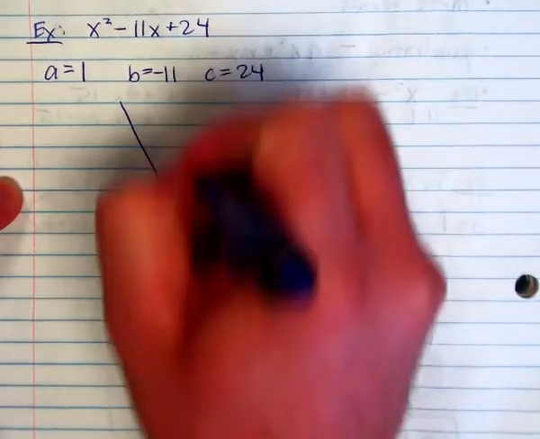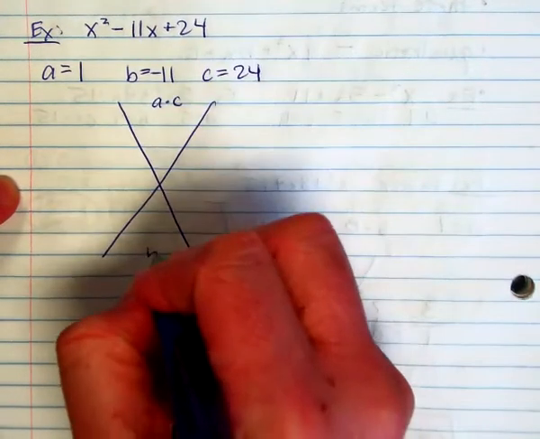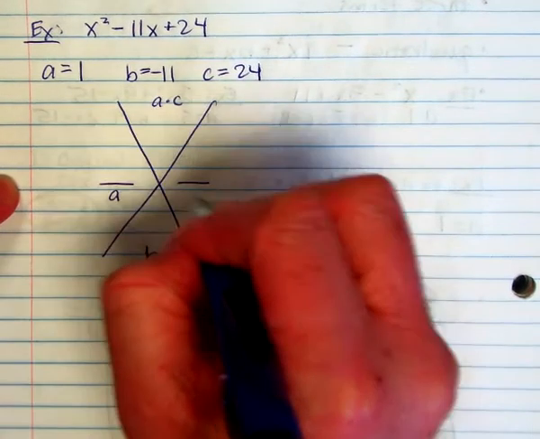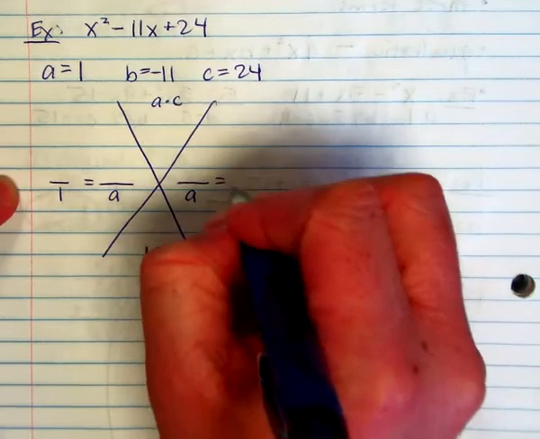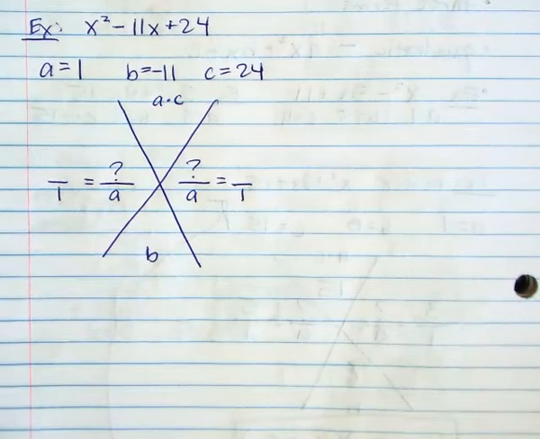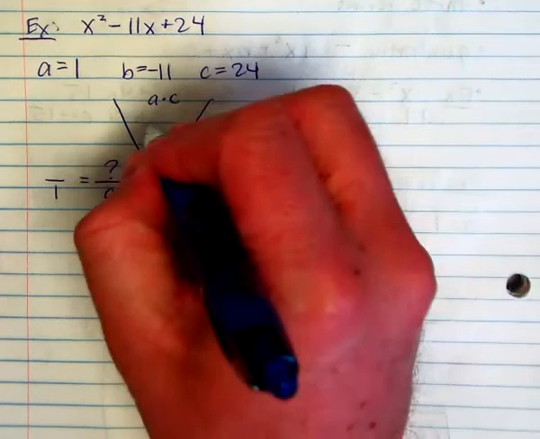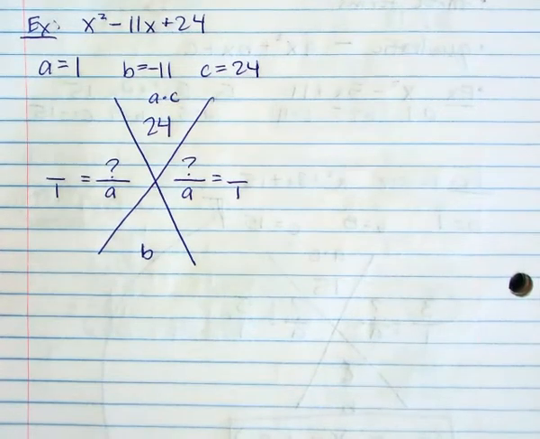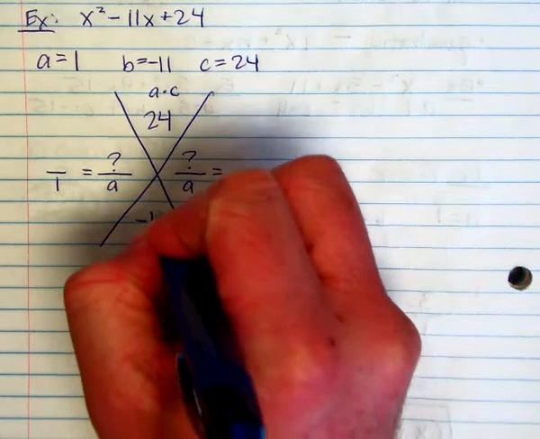Let's set up our x method. I want A times C at the top. I want B at the bottom. I want fractions where A is the denominator. And we already know that A is 1. So at the top here, A times C, 1 times 24. That would be 24. B, the number that we're going to put at the bottom, would be negative 11.